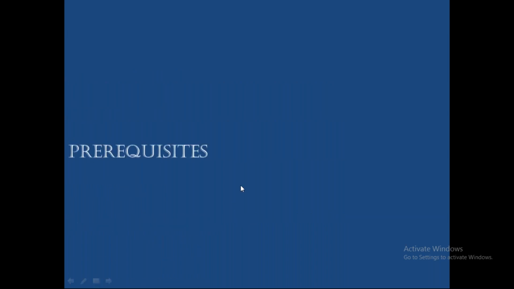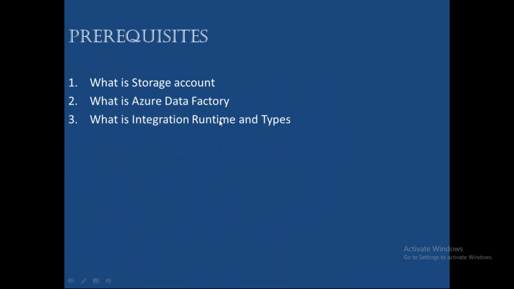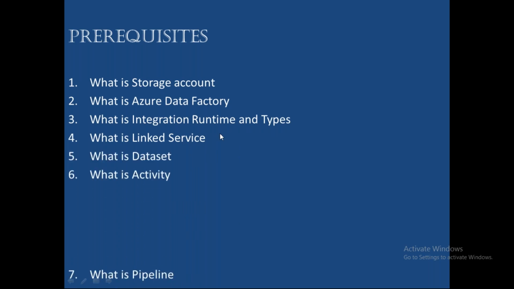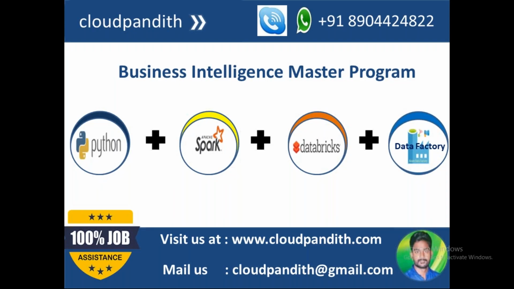Okay, good. Next, prerequisite. So we need to understand what is a storage account. We already know. What is data factory? We know. What is integration runtime and its types? We discussed. What is linked service, data set, activity, and pipeline? So we discussed all these things in detail, isn't it? Let's go to the required resources. I need only a storage account and Data Factory V2. I'll just go and create those two and let's try to do the lab. Okay, fine.